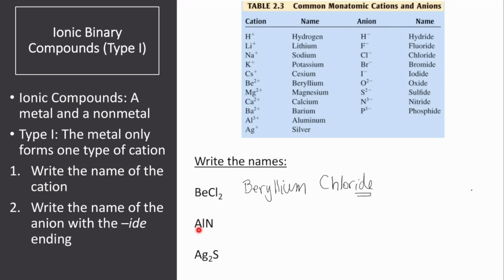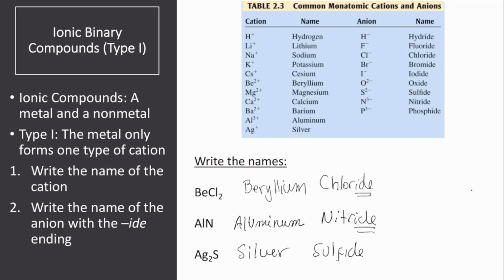The next one is aluminum and nitrogen. So we write aluminum, just the name of the metal cation, and then nitrogen takes the name nitride. Finally, we have silver and sulfur. So we write silver sulfide in this case, which is the one right here.